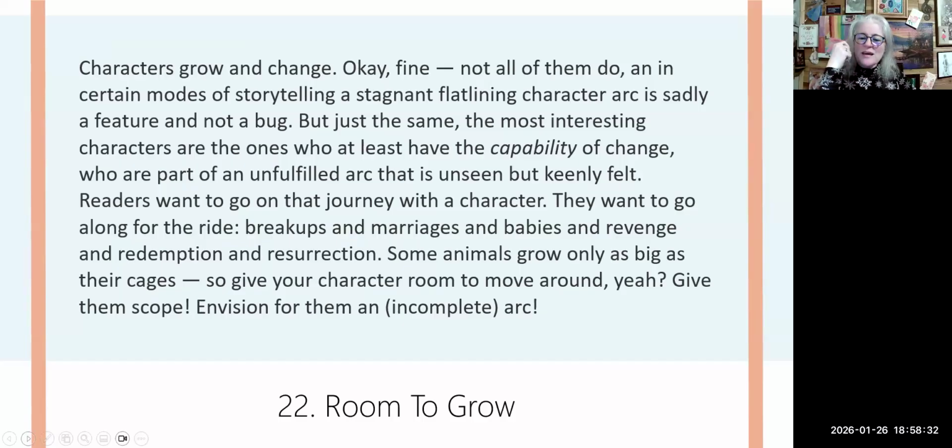Some animals grow only as big as their cages. So give your character room to move around. Give them scope. Envision for them an incomplete arc. Give your characters room to grow, or cage them up and make them explosive. That could be an interesting story too, but give them room to grow. Let them wrestle with their identity. Let them have depth. Let their souls be expressive.